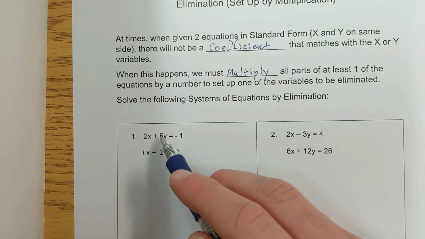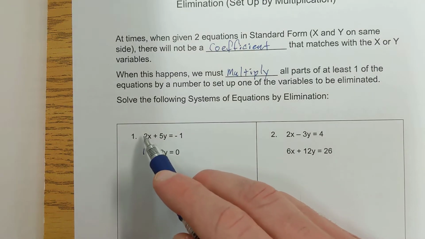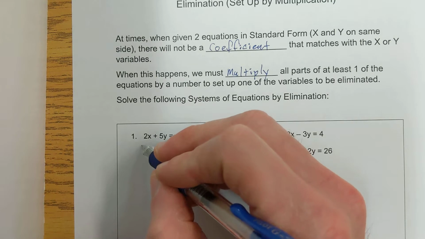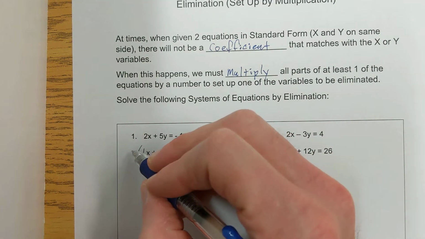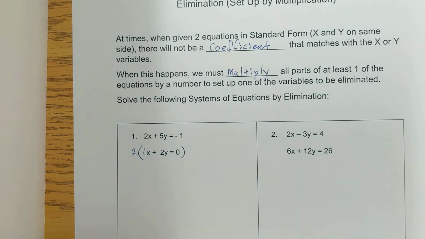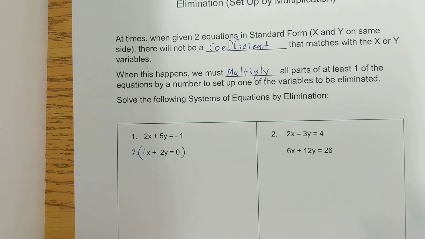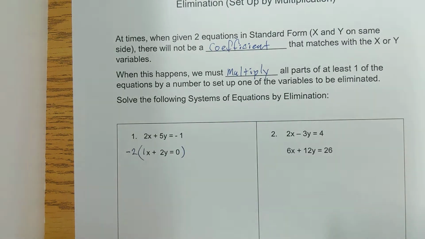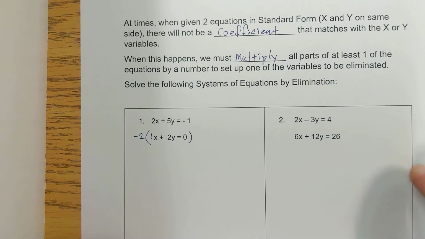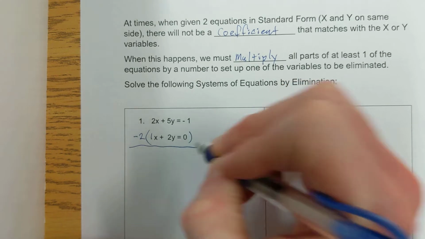So, 5 and 2, we'd actually have to multiply both. So we're going to multiply the bottom one by 2 to get the same coefficient, but we also need a positive and a negative. So we're actually going to multiply by -2 because this one is +2. That way we'll get what we want and get things to eliminate.